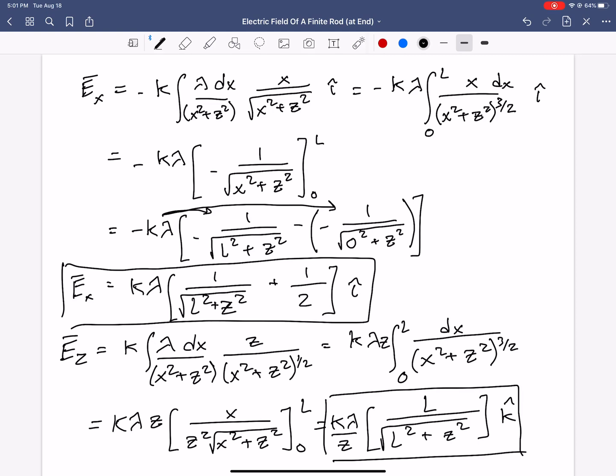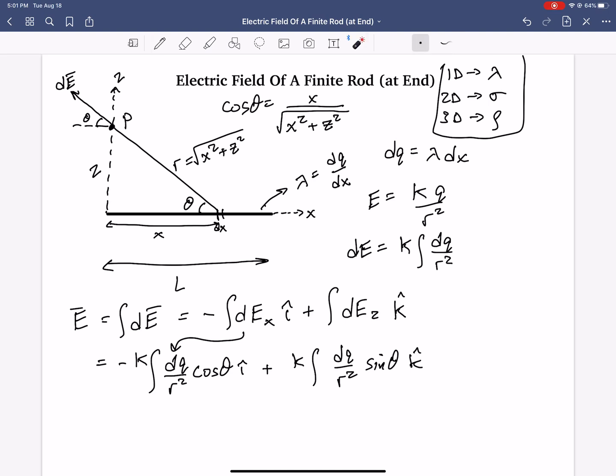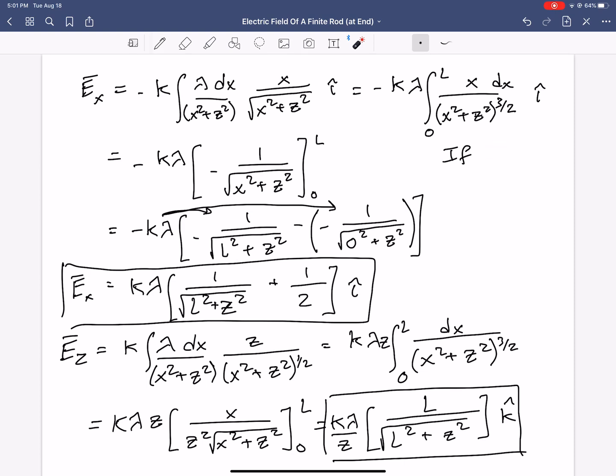And so if we evaluate, let's see, if hypothetically this point P in question were very, very far from that rod in the z direction, right? If it was an infinitely far distance upwards, we'll say. So if z is much, much greater than L, how does that change our answers? The rod still has the same orientation.